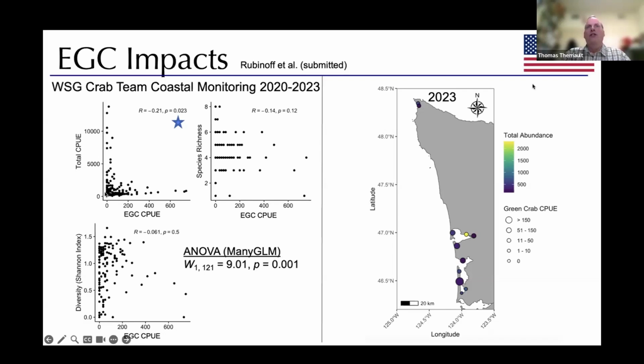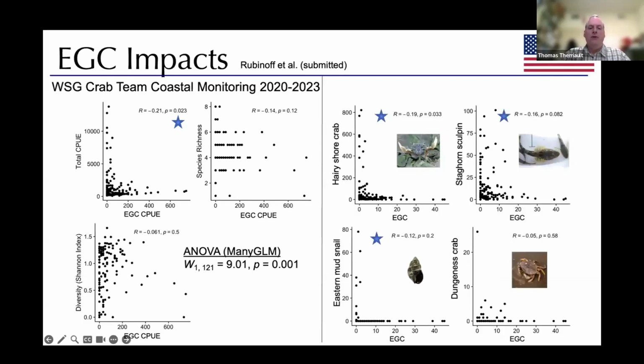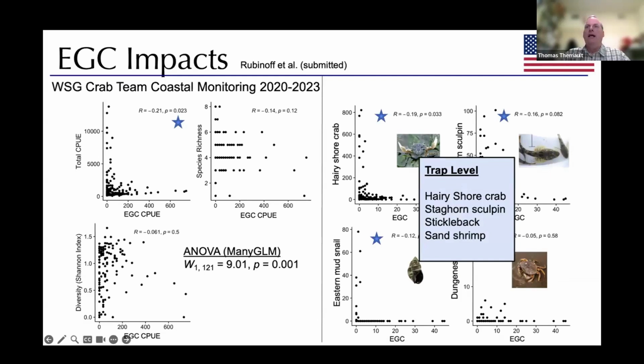We can look at what's driving this, and what we see is that the community responses are largely through hairy shore crab, staghorn sculpins, eastern mud snail. And then when we analyze this data, or when Ben analyzed this data at the trap level, it was really the hairy shore crab, staghorn sculpin, stickleback, and sand shrimp that were really driving the community response.